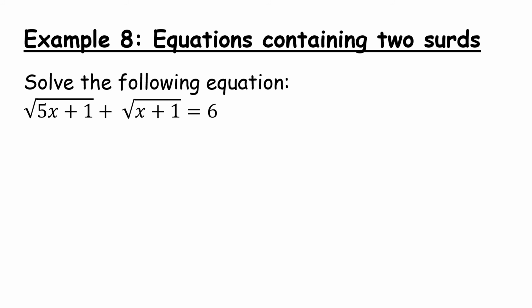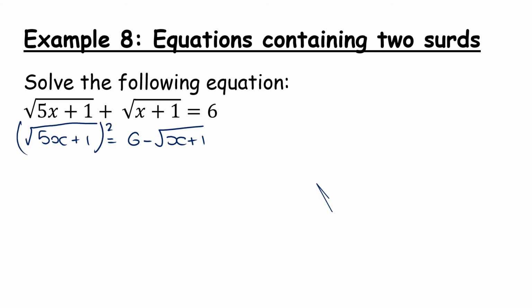So just like before, what we want to do is isolate one of our surds. So it doesn't matter at this point which one you choose. I'm just going to keep my square root of 5x plus 1 here on its own. So that equals 6 minus the square root of x plus 1. Okay, so just like before, I'm going to square both sides. And the purpose is to get rid of the square root.